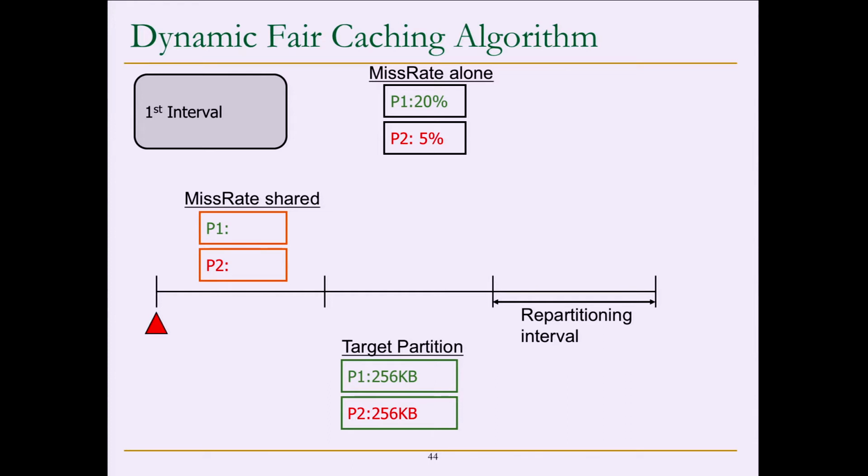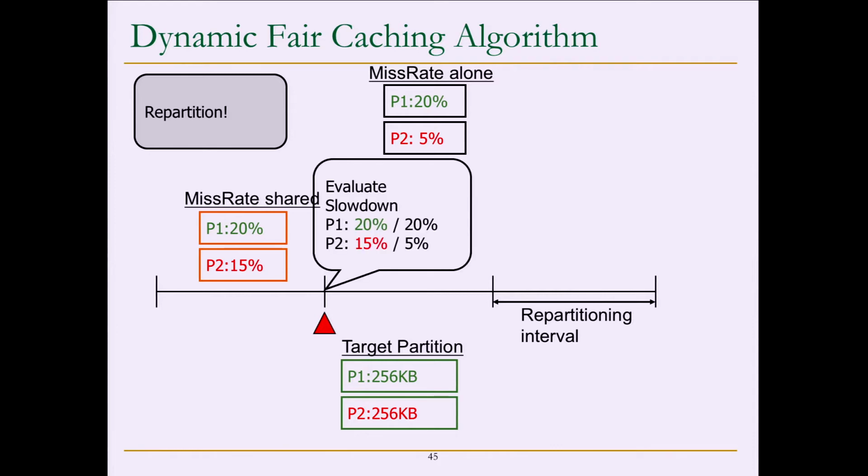When they're running together, the cache controller computes the miss rates, call that miss rate shared, and figures out that processor 1 is getting 20% miss rate, processor 2 is getting 15%. And it computes the slowdowns in terms of the miss rate. It's not really a slowdown, it's really miss rate increase, if you will. But it's called slowdown in the paper, so I'll keep it that way. So for processor 1, it's nothing. The miss rate doesn't increase. But for processor 2, the slowdown is 3x, right? So clearly there's some unfairness.